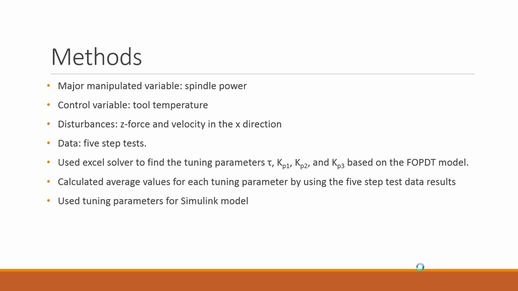And so as we went through our experiment, we had 5 step tests that we received from Scott in Excel data, and we wanted to model those in an FOPDT model and find the tuning parameters tau, KP1, KP2, and KP3, where each of the KPs relate to one of the variables that affect the tool temperature. And then with that, we put those into a Simulink model to create a system that could predict the tool temperature based on the three control variables.